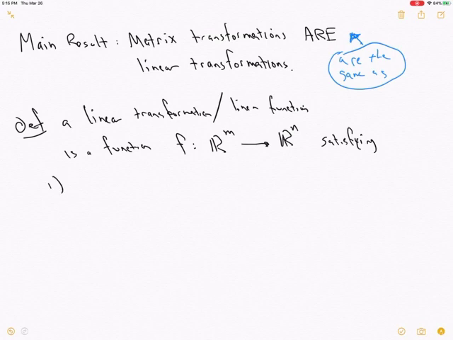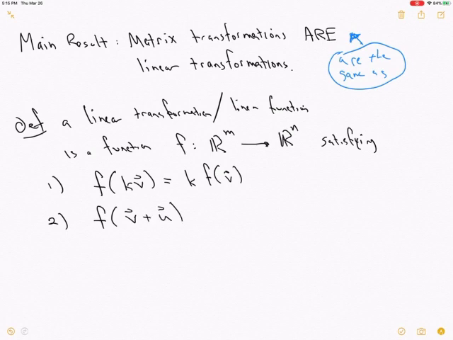Linear means that it behaves well with respect to scalar multiplication. So if you scale your input vector, you can just pull out the scaling factor, and it behaves well with respect to addition, and therefore with respect to subtraction. Sometimes there's a slick way to write this using one equation, but we'll just break it down like this. So these are the properties that a function needs to satisfy in order to be a linear transformation.